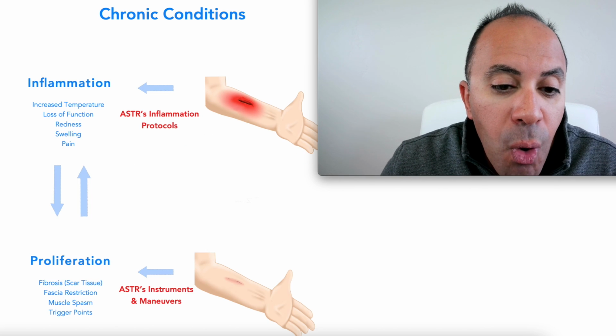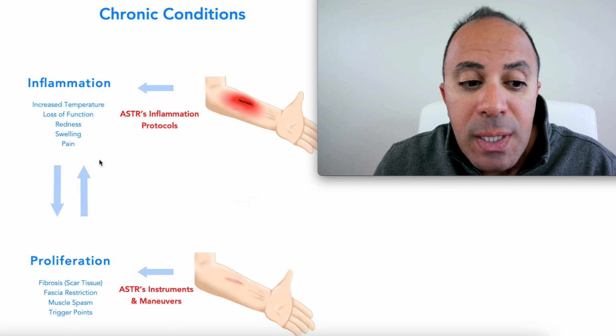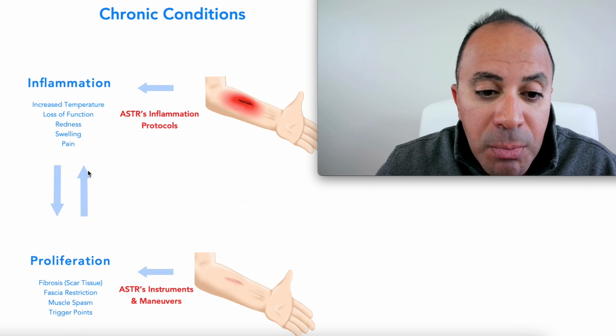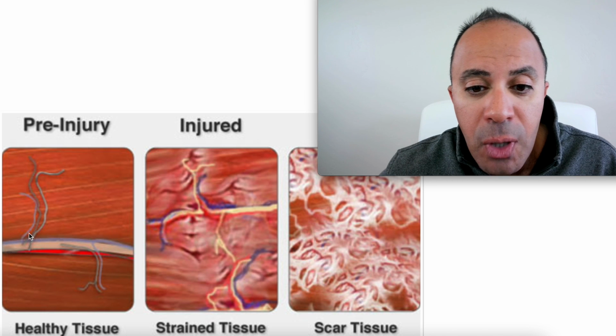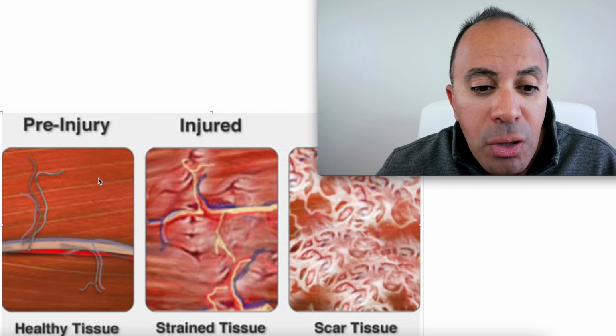So when you work on yourself or have a knee issue, we need to distinguish: do you have inflammation, or is your body going back and forth between inflammation and proliferation? I have a good image here that I want to show you. Normal tissue, like healthy muscle, should look like this.